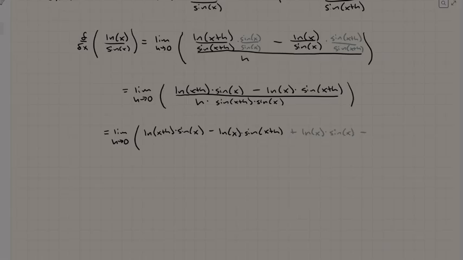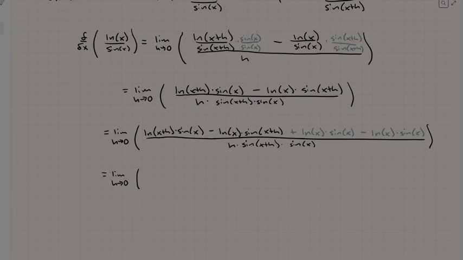And then since we added that, we're going to also subtract ln of x times sine of x. All right, then that's our numerator, still over h times sine(x plus h) times sine x. Okay, now why would we want to do that? That's because now we can lump it and group it strategically.